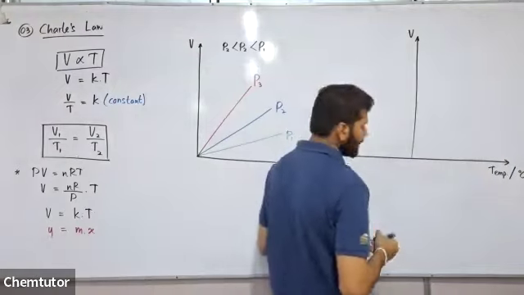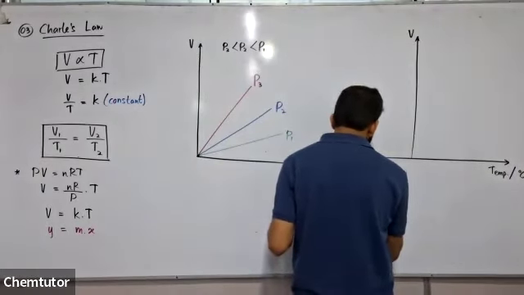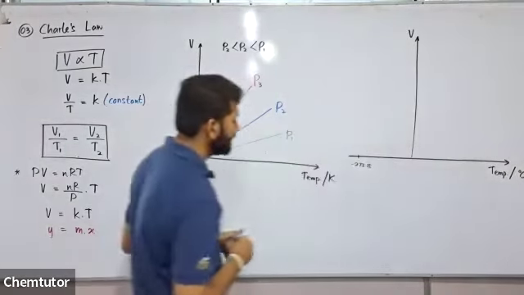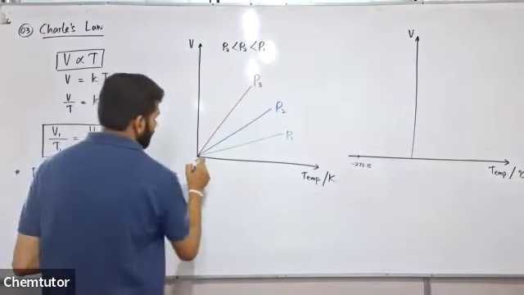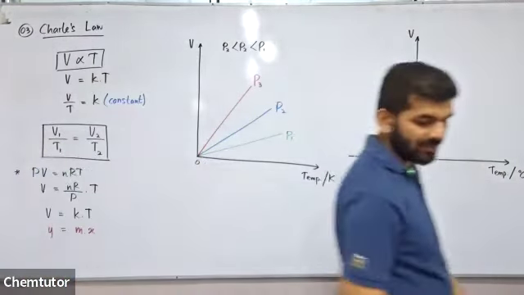So it will start at minus 273.15, because that is the Kelvin zero. See, in the Kelvin scale it is zero. The shape of the graph will be the same.